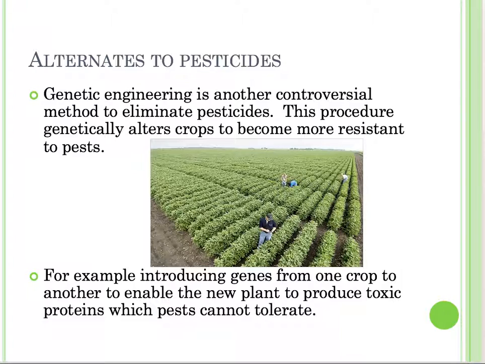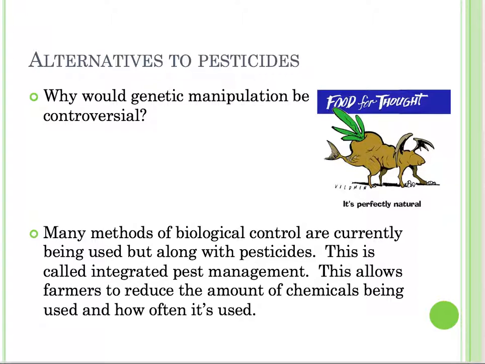Okay. Genetic engineering is another controversial method to eliminate pesticides. It involves actually altering the crop to become more resistant. So for example, introducing genes from one crop to another will enable the new plant to produce proteins which the pest cannot tolerate, or make it less susceptible to pests. One of them includes cotton's resistance to weevils. You can look that up too.